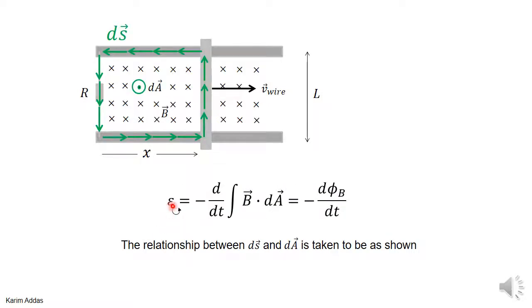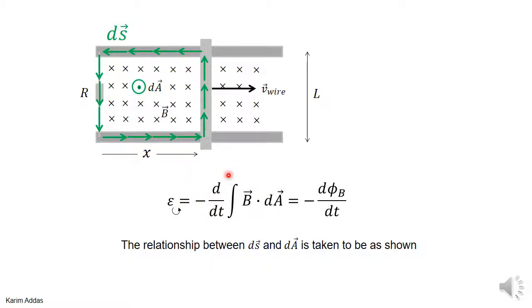If you want to get the EMF, remember we said you have to choose a direction that you go around the ds vectors. So this circle with an arrow means that we're going around the ds vectors this way. That means you have to make the relationship between the ds vectors and the area vector using the right-hand rule. If you put your fingers in the direction of ds, the thumb points in the direction of the area. So the area has to be coming out of the page for this minus sign to make sense. So the EMF is minus d by dt of the magnetic flux.